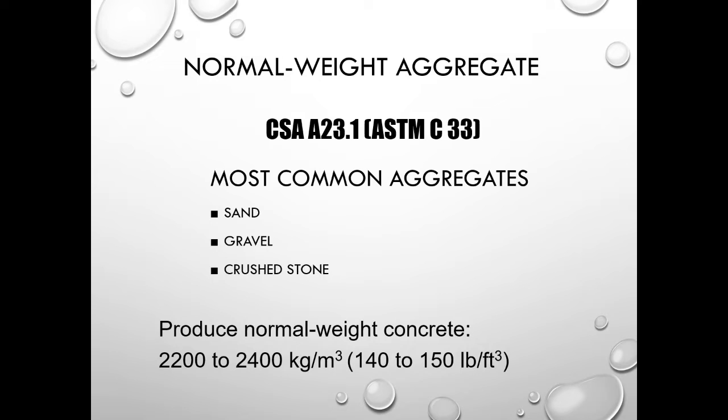Let's look at normal weight aggregate. Aggregates that we use typically for normal weight concrete. Concrete that has typically densities between 2200 and 2400 kilograms per cubic meter. So for the most common aggregates, sand, gravel, crushed stone, again under CSA standard A23.1, we look at our aggregates to ensure that our aggregates meet that specification.